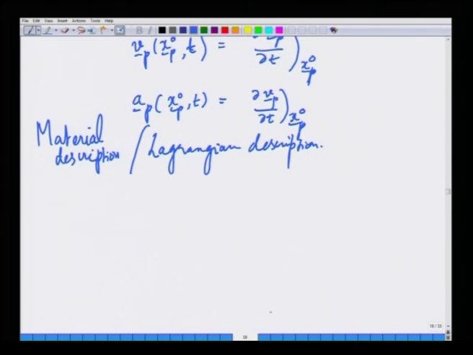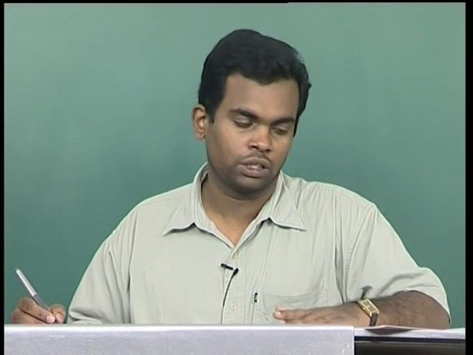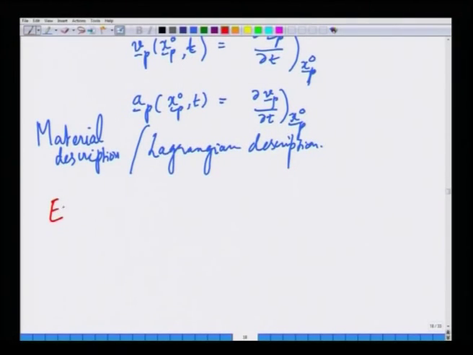Now, this is one way of describing fluid motion, but this is not the only way, nor is this the most useful way. What is normally done in fluid mechanics is what is called the Eulerian description.